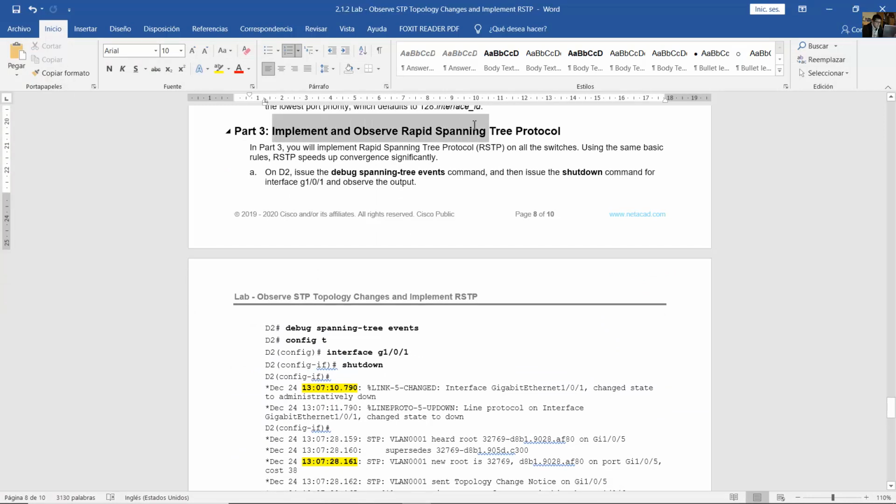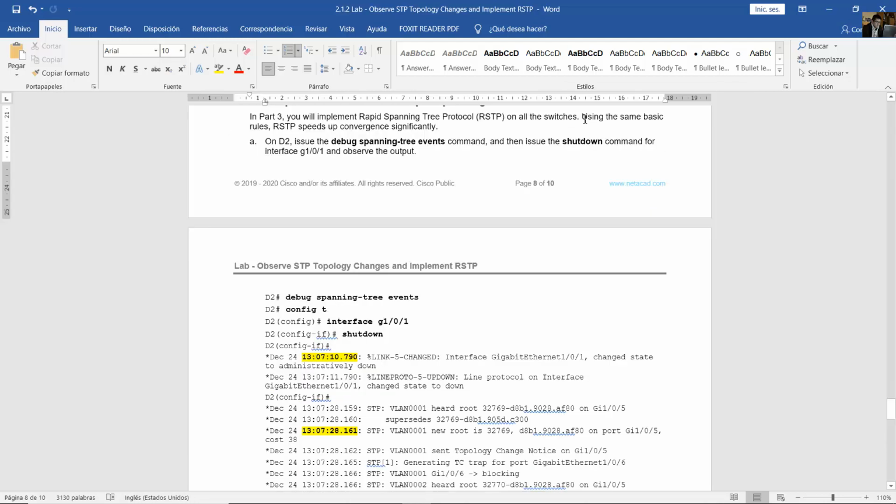Implement and observe Rapid Spanning Tree Protocol. You will implement Rapid Spanning Tree Protocol, RSTP, on all the switches. Using the same basic rules, RSTP speeds up convergence significantly. On D2, issue the debug spanning tree events command and then issue the shutdown command for interface Ethernet 01 and observe the output on D2.